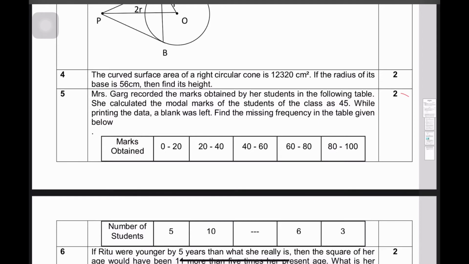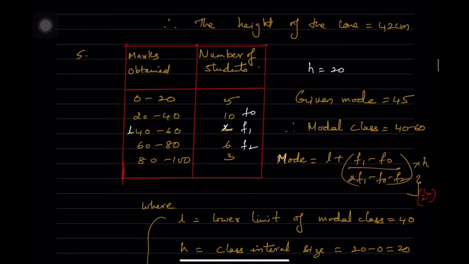Therefore, how do we find the missing frequency? We can draw the table which you have. Marks obtained are 0 to 20, 20 to 40, 40 to 60, 60 to 80, 80 to 100, and the number of students are 5, 10, x (which we take for the empty one), 6 and 3. So now here the height or the size of the class is 20 minus 0, or 40 minus 20, 60 minus 40. All this is equal to 20.